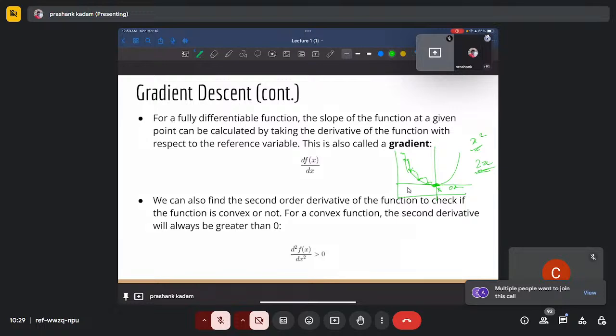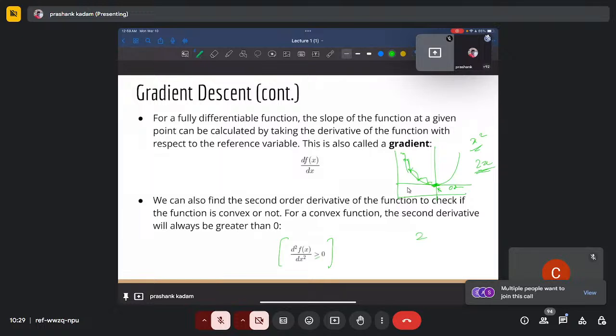And another thing is, how do you check if a function is convex or not, right? A convex function essentially at all points, the second order derivative of that function will always be positive, right?